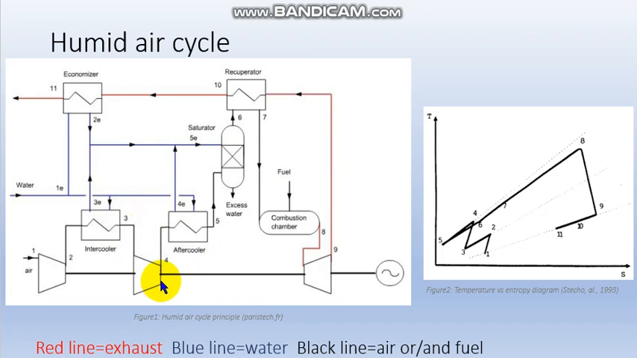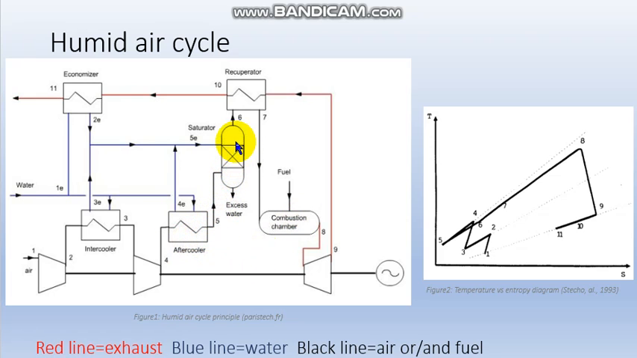Then it goes into the second compressor, which generates heat again, and the same thing happens with the aftercooler. The water absorbs some heat from the air and then gets into the saturator again. After that, the air goes into the turbine to generate some power. But this is not the only source of power generation. There is also a mixture between fuel and air.